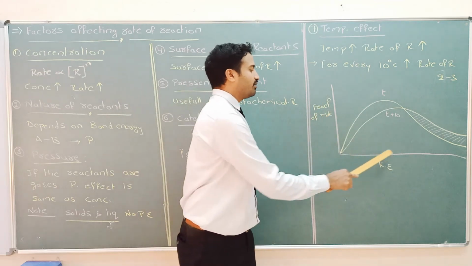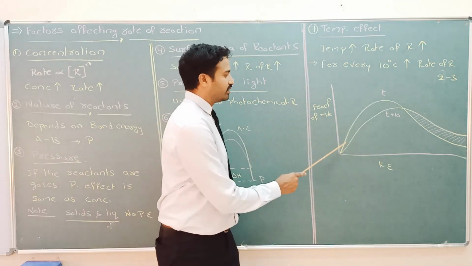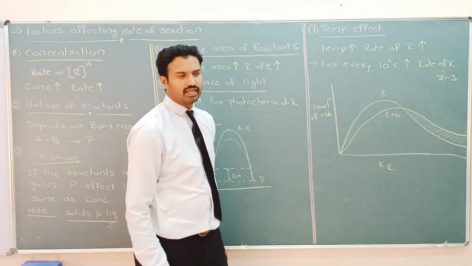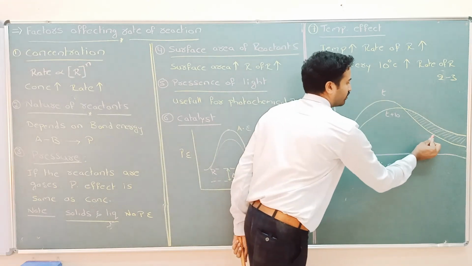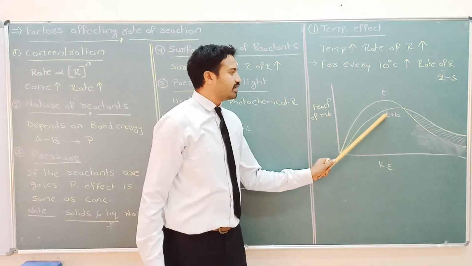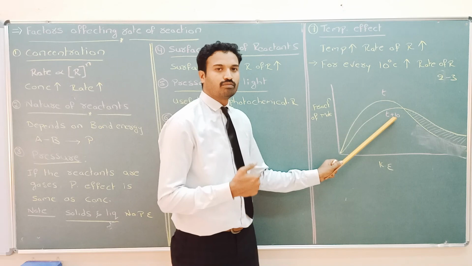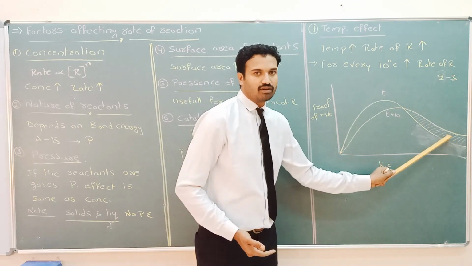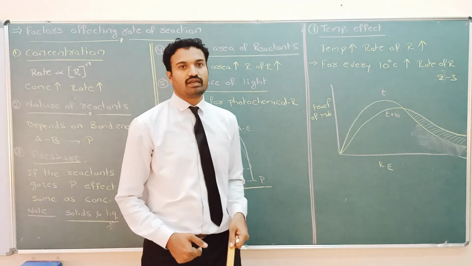Here, the graph is between kinetic energy and fraction of molecules. This is at temperature T. These are the fractions of molecules at temperature T. If the temperature is raised by 10 degrees centigrade, and again by 10 degrees centigrade more, then the fraction of molecules is more. If the fraction of molecules is more, then the rate rises with temperature. This is about temperature effect.